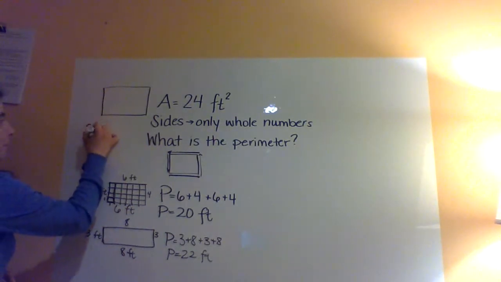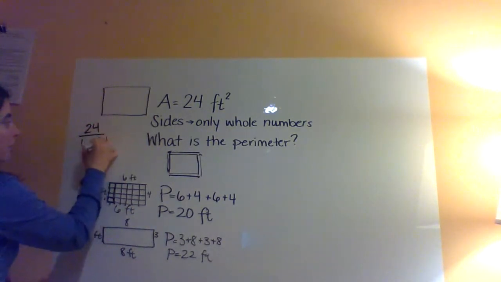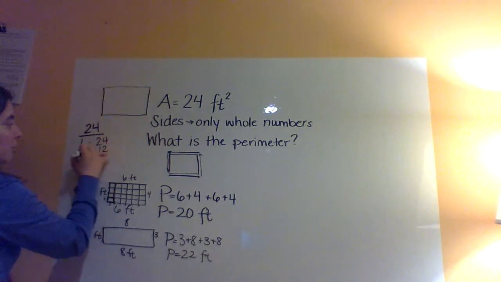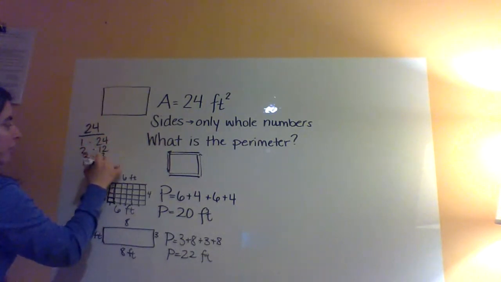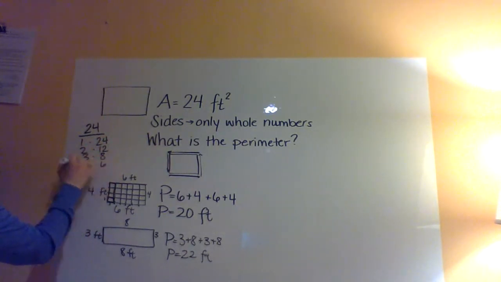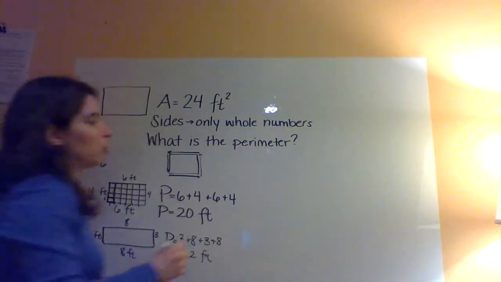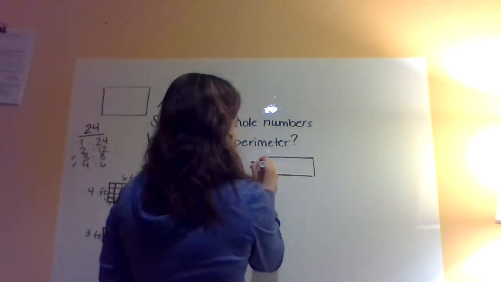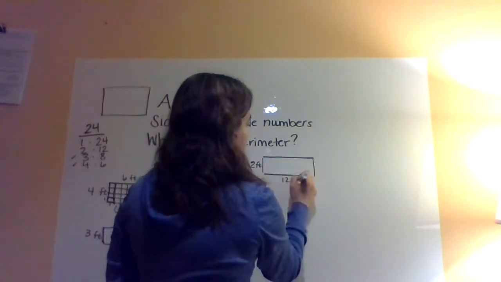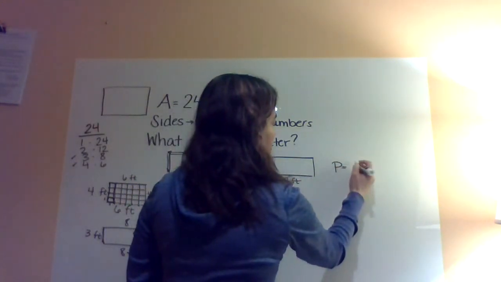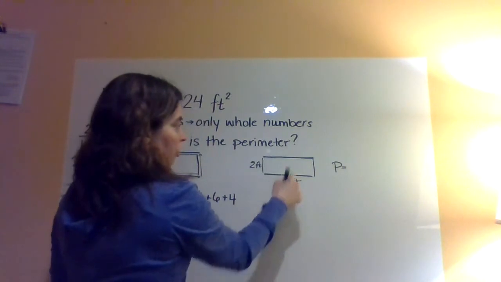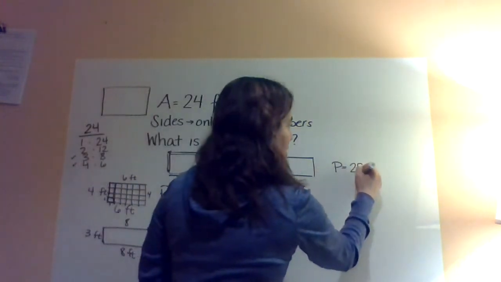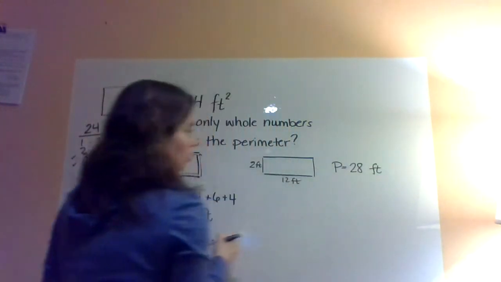If you think about what pairs of factors make 24, 1 and 24, 2 and 12, 3 and 8, 4 and 6. So we already did these 2. We could have 2 different shaped gardens also, or different size. So 2 feet by 12 feet would also make 24 square feet. 2 and 12 is 14. I'd have another 14. Perimeter here is 28 feet.